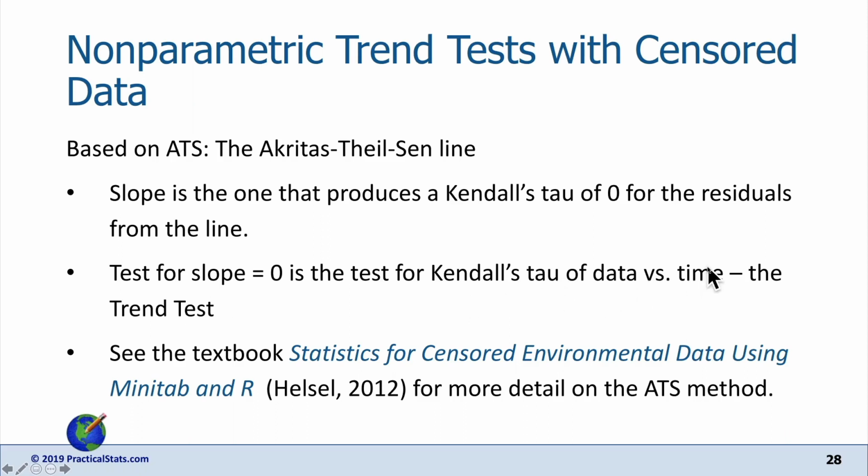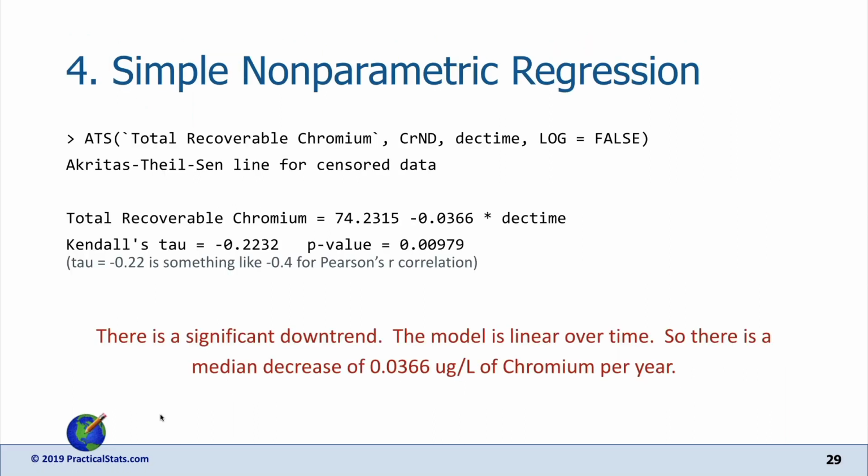That's the trend test. And you can read some more about that in this book, which I wrote back in 2012. This was the second edition of my Nondetects book called Statistics for Censored Environmental Data using Minitab and R. And the examples come with both R and Minitab worked out. And that tells you about the ATS procedure. And so if you do that just with 1 x, which is decimal time, it would look like this, where you have the y variable, then the indicator for the y variable, then decimal time.